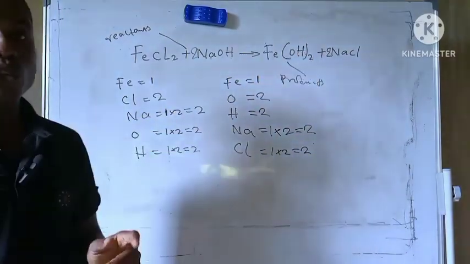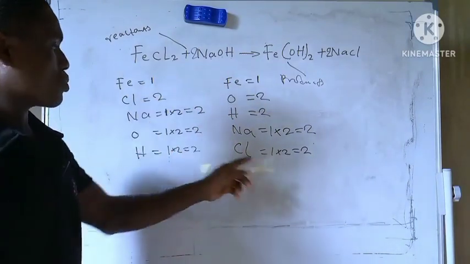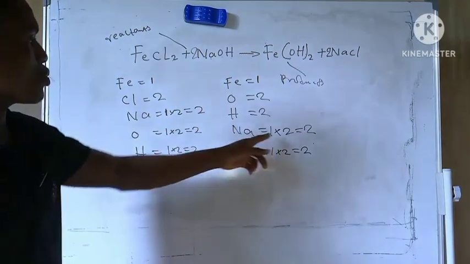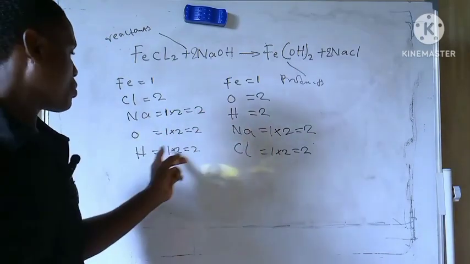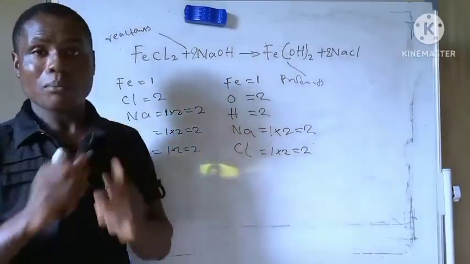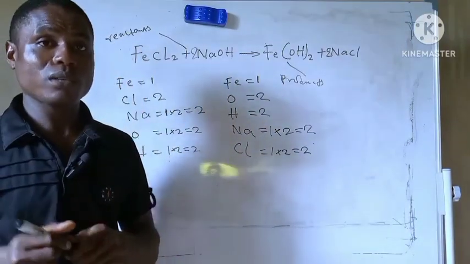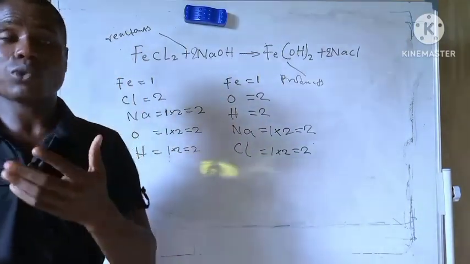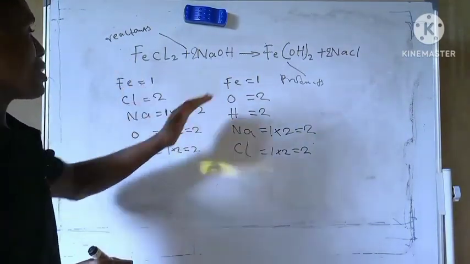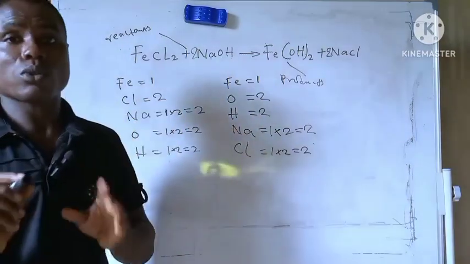So let's check if the equation is balanced or not. Iron 1 1, chlorine 2 2, sodium 2 2, oxygen 2 2, hydrogen 2 2. So the equation is now balanced. So this is how to balance any chemical equation. Okay, anytime you are given a chemical equation to balance, make sure you follow this procedure. You write out all the given elements and the specific atoms or subscripts.